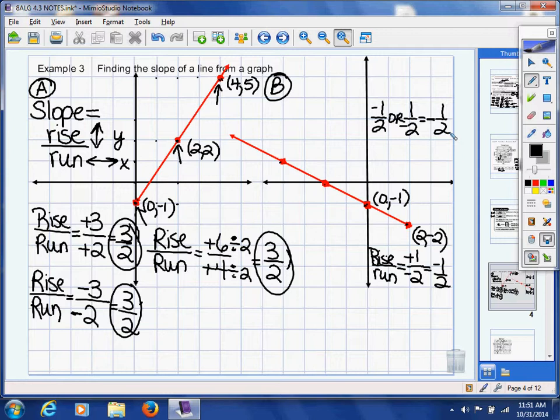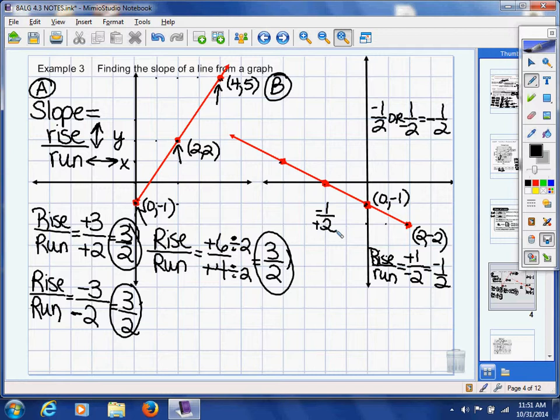Now just for your sake, I'd like to show you how to go from (0, -1) down to (2, -2). So I'm going to start at (0, -1). I'm going to go down 1, so that's -1. And then from here, I'm going to go right 2. That's +2. Do you see how the fraction is still -1/2? It doesn't matter if I go at the higher point and come down to the lower point, or I go from the lower point up to the higher point. I'm going to get the same slope.